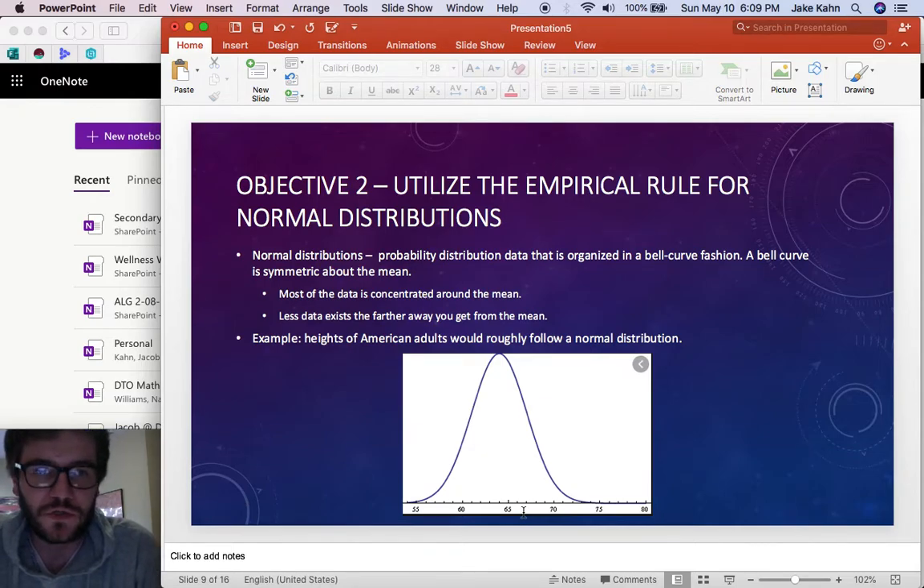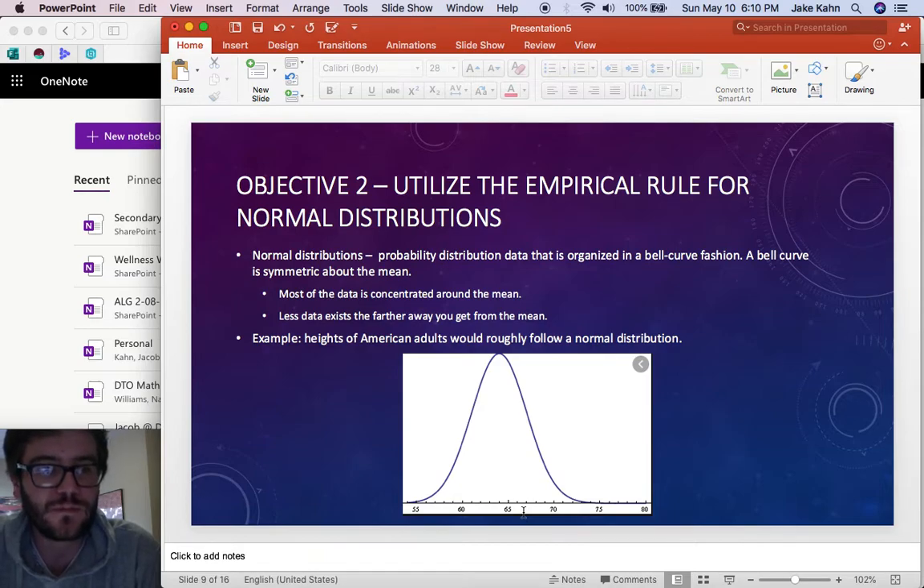In a normal distribution, most of the data is concentrated around the mean, all right? And then less data exists the farther away you get from the mean. And this is called a normal distribution because a lot of the time in life, in the real world, data is organized in this way. If you have data, and I don't care what you're talking about, if you're talking about heights or weights, or IQ scores or test scores, or income, or populations of cities, or it can be anything, any numerical data, a lot of the time it's organized as a normal distribution.